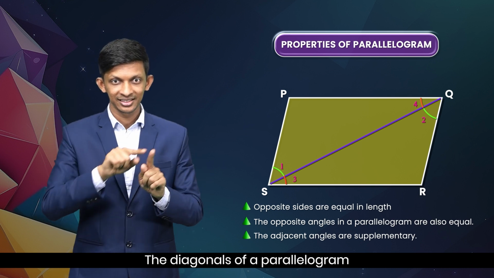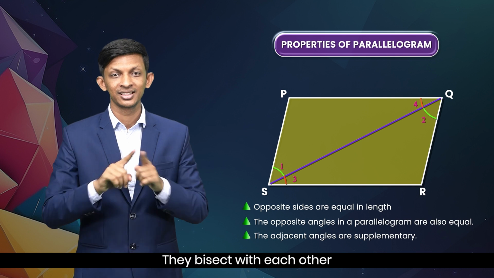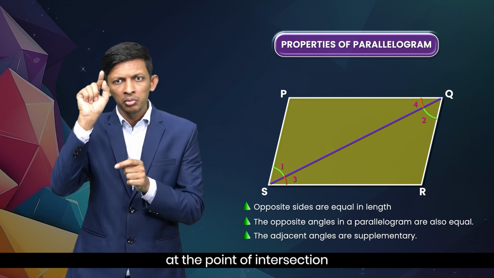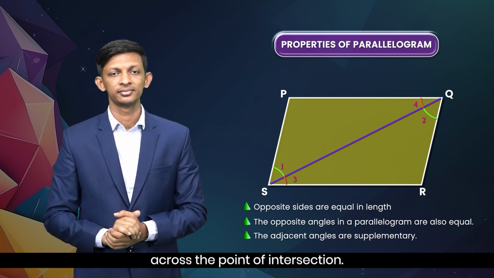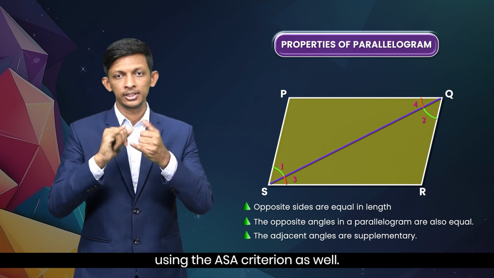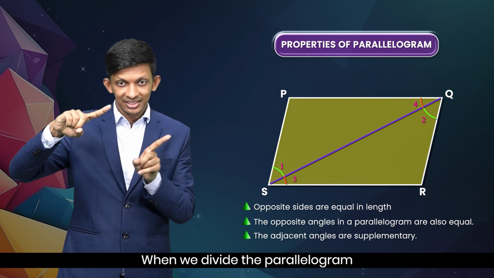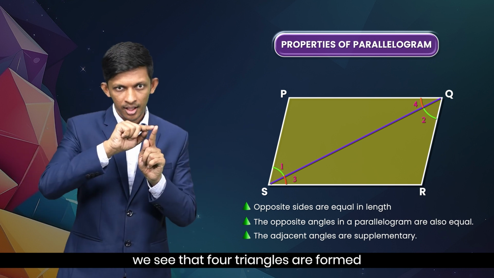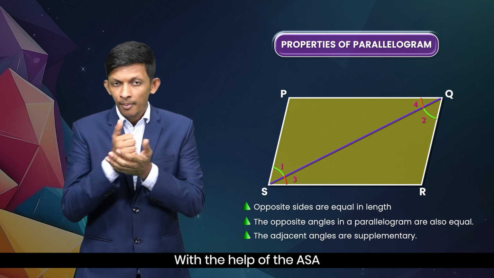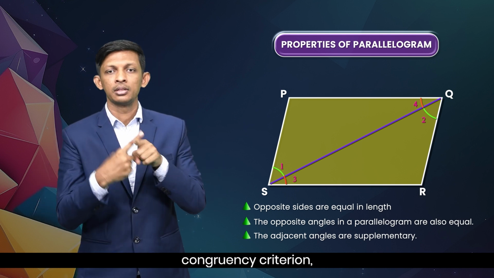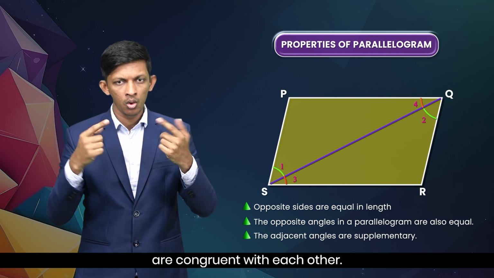The diagonals of a parallelogram are not of equal length. They bisect each other at the point of intersection, with equal segments across the point of intersection. This can be proved using the ASA criterion as well. When we divide the parallelogram through two diagonals, we see that four triangles are formed. With the help of the ASA congruency criterion, we see that opposite triangles in a parallelogram are congruent with each other.